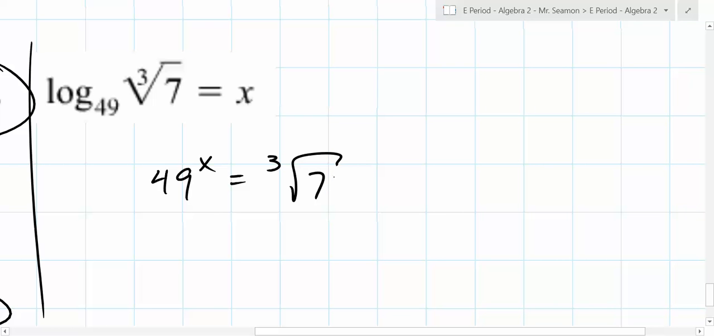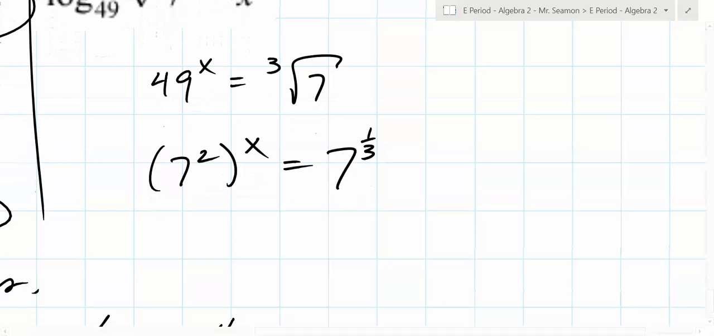We can solve that. What's our first goal when we're dealing with exponential equations? Get the same base. So what number is going to be our overall base? 7. What is 49? So this is 7 squared to the x, and it's 7 to the what power? 1/3. Cube root is 1/3. So it's 7 to the 2x is equal to 7 to the 3rd.